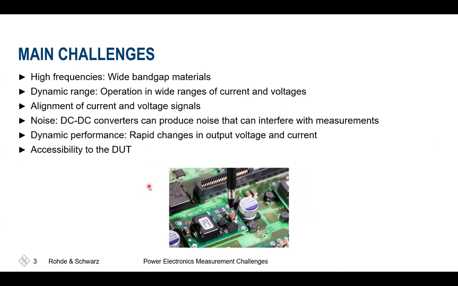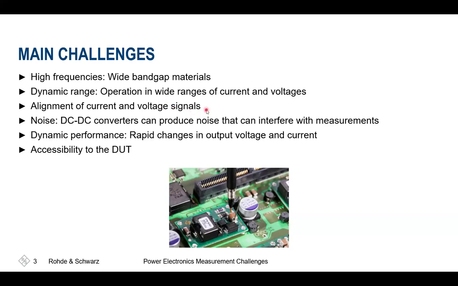For the main challenges, we'll have these transitions to wide bandgap materials. We thus also need a wider dynamic range. So we are having higher voltages, but also lower sleep currents in nowadays designs. And thus the question typically is how to qualify all of them with the least amount of measurements.